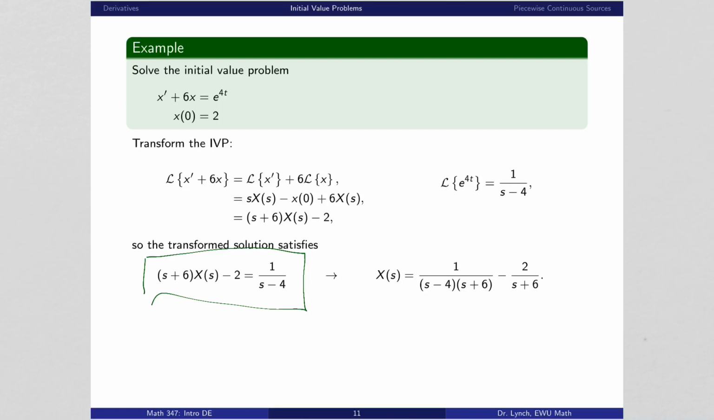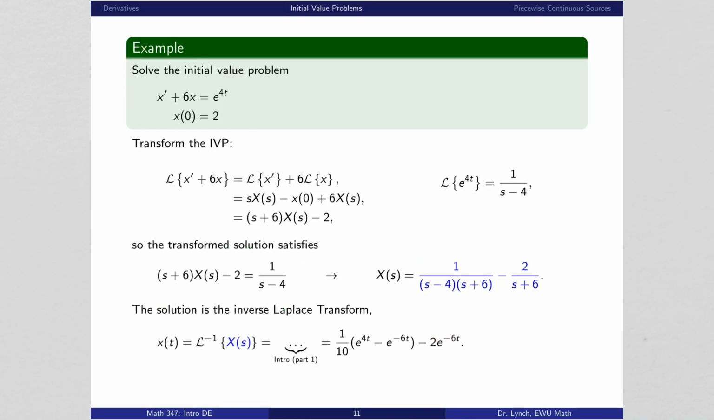Okay. Again, all that's left is to use the inverse transform to identify the solution of the initial value problem. And once again here, we've actually found the inverse transform of this function in a previous video using a partial fraction decomposition. So that ends up being this combination of exponentials, and of course the factor 2 over s plus 6 transforms like 2e to the minus 6t. Okay, so again, the details on that are in a previous video.